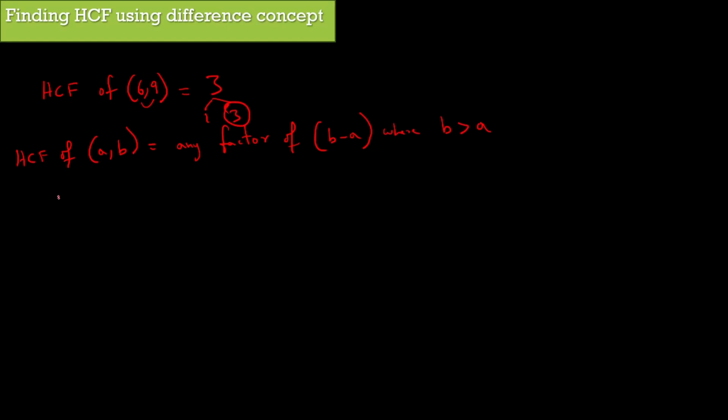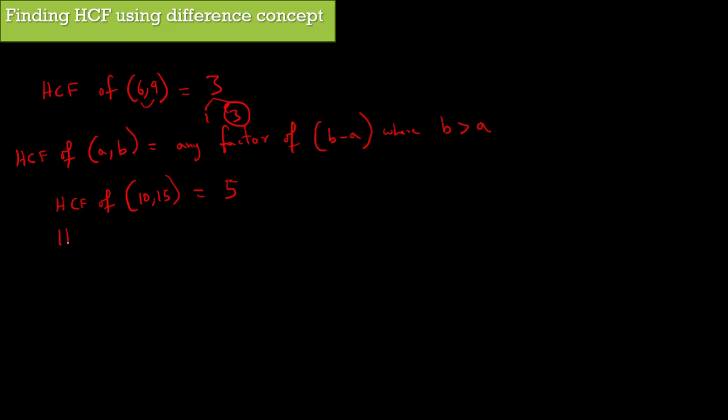Understood? Now let's see one more example. Let us say find out the HCF of 10 and 15. What is the difference of 10 and 15? 5. So we have only two factors for 5, 1 and 5. So what is the greatest one? 5. So HCF of 10 and 15 is 5.